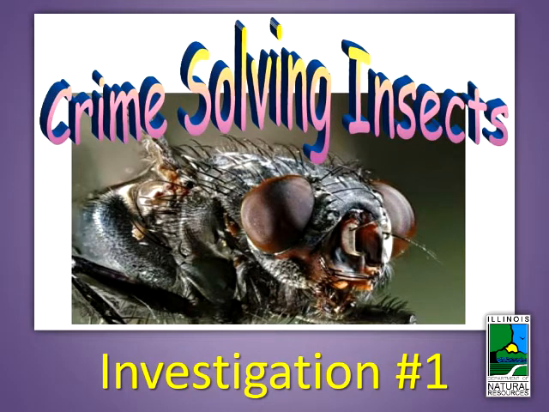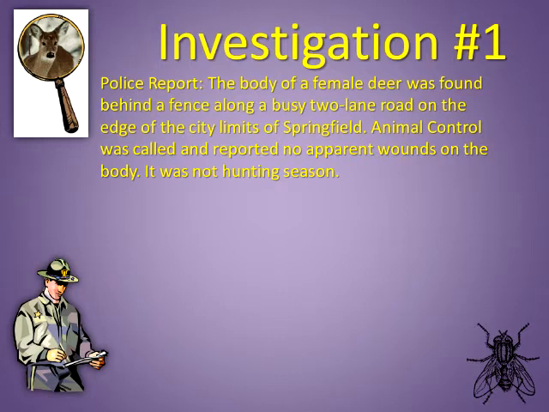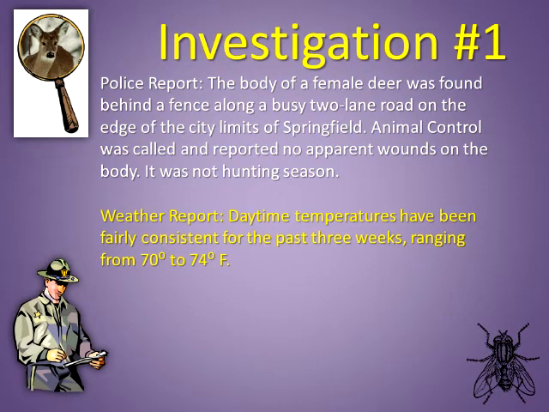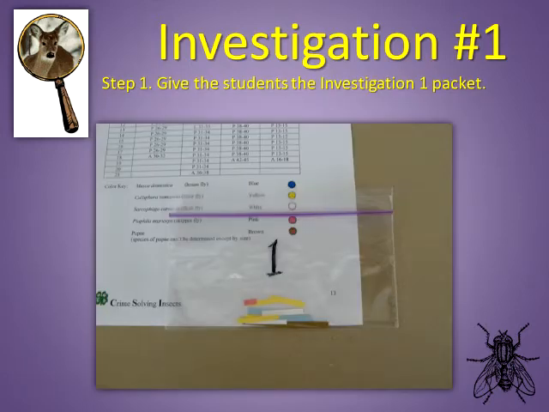Crime-solving insects. Investigation number 1. Police report: the body of a female deer was found behind a fence along a busy 2-lane road on the edge of the city limits of Springfield. Animal control was called and reported no apparent wounds on the body. It was not hunting season. Weather report: daytime temperatures have been fairly consistent for the past 3 weeks, ranging from 70 to 74 degrees Fahrenheit.